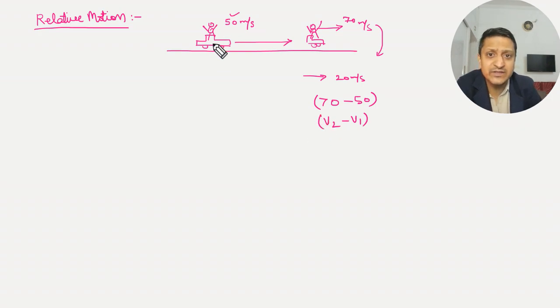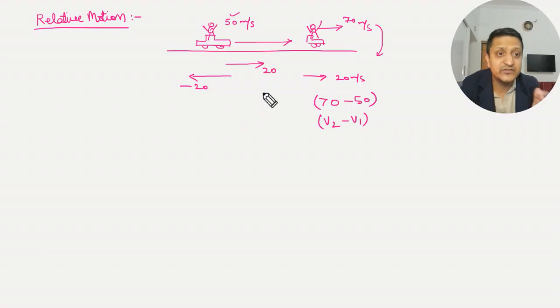Whereas this person will think that he is static and this vehicle is moving ahead with 20 meters per second. So this person will think that this vehicle is moving ahead, and this person will think that this car is moving behind. So this will be minus 20 and this will be 20. So this is the basic principle of relative motion.